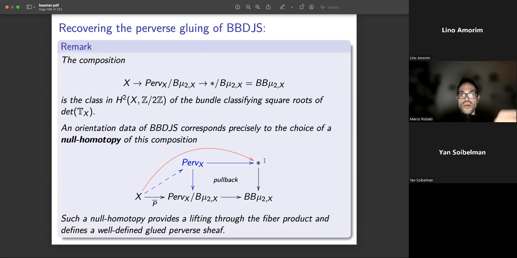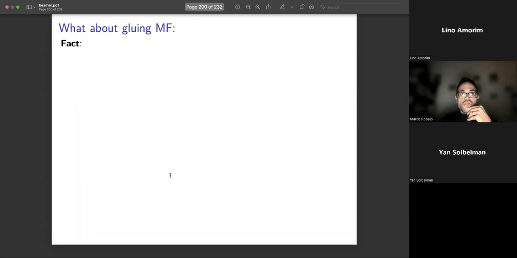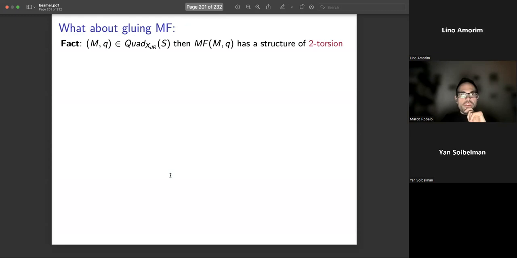So this is how the orientation data appears in our description, and this is why. In the end, the claim is that this p bar down here always exists. This blue dotted line requires the orientation data. So what we try to do to glue MF now, very briefly, is to play exactly the same game.